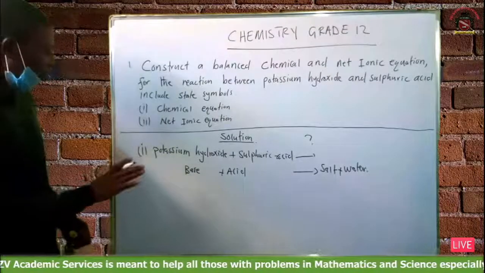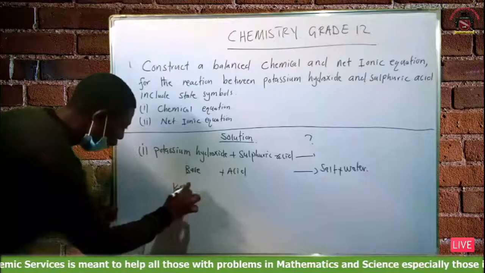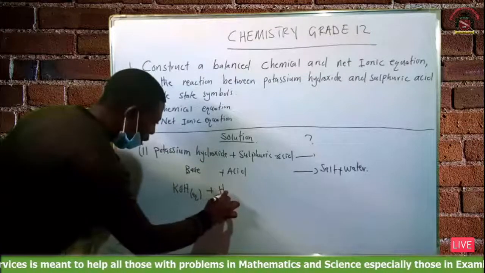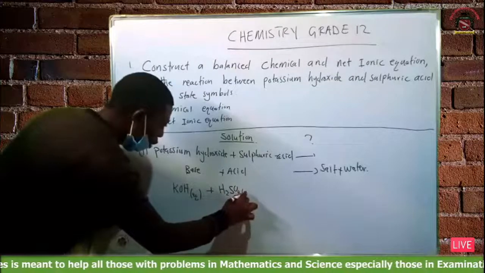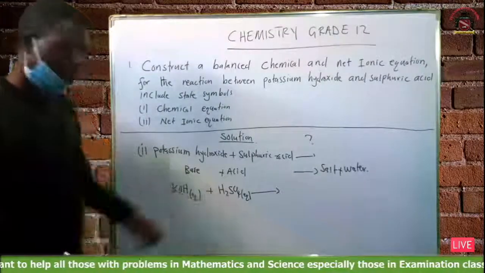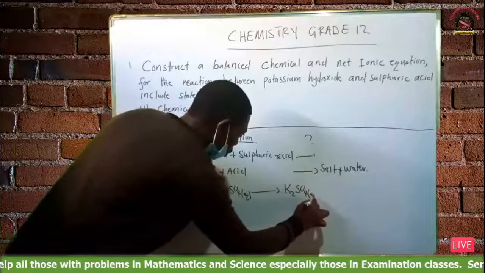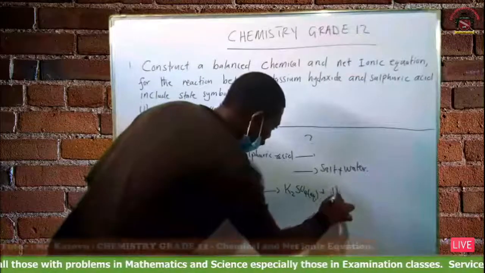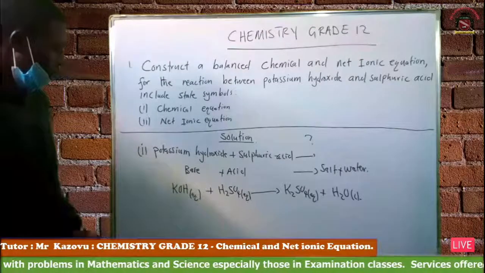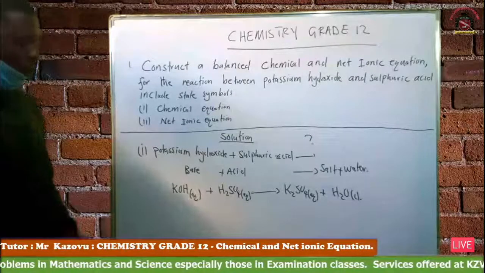Now, the base is potassium hydroxide, which I'm going to write in aqueous state. Plus we have sulfuric acid. We know the chemical formula for sulfuric acid is H2SO4, which is also in aqueous. And then what we get now is a salt. The salt is potassium sulfate, which is a soluble salt, so I'll put aqueous, plus water, H2O, and we'll put liquid there for the state symbols. So we have potassium hydroxide in aqueous, plus sulfuric acid in aqueous, and then you get potassium sulfate in aqueous, and water.